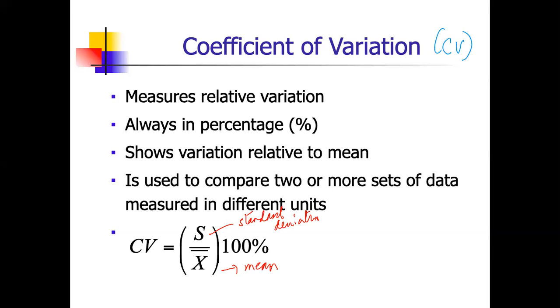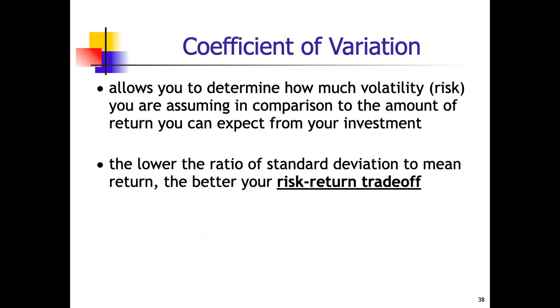Now let us make use of this formula to illustrate further the concept of coefficient of variation, or CV. In the field of business, this allows you to determine how much volatility or risk you are assuming in comparison to the amount of return you can expect from your investment. We keep in mind that the lower the ratio of the standard deviation to the mean return, that means to say the lower the CV that we have computed, the better is your risk-return trade-off.